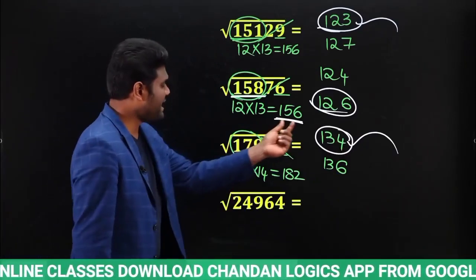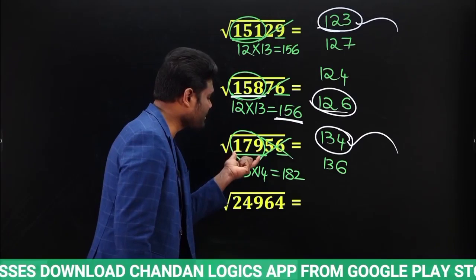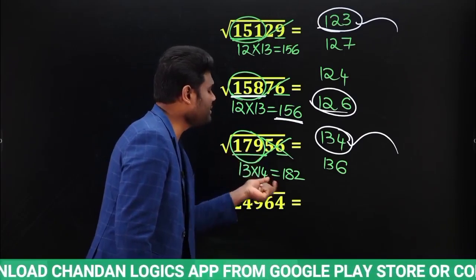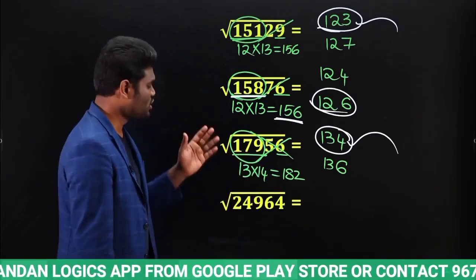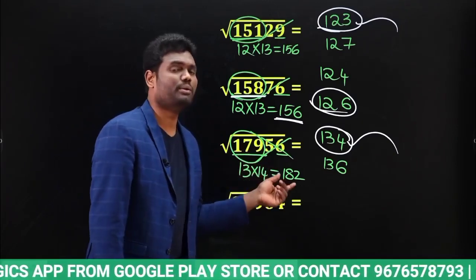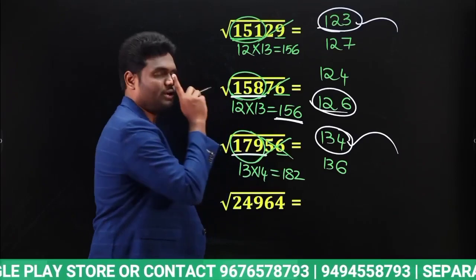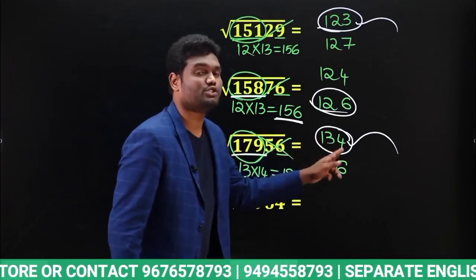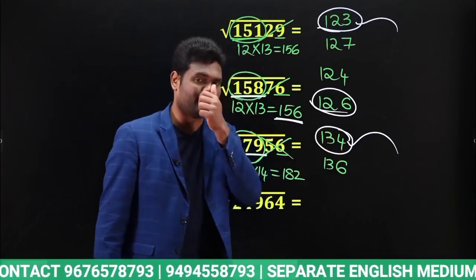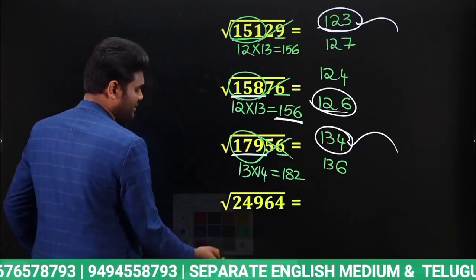Very simple. We came to know that the perfect square close to this is 13. So 13 multiplied with 14. 13 times 14 will be 130 plus 52, which is going to be 182. This is 179. 179 is less than 182. As it is small, our value should be a smaller one. Smaller one means 134. So 134 is going to be our answer.